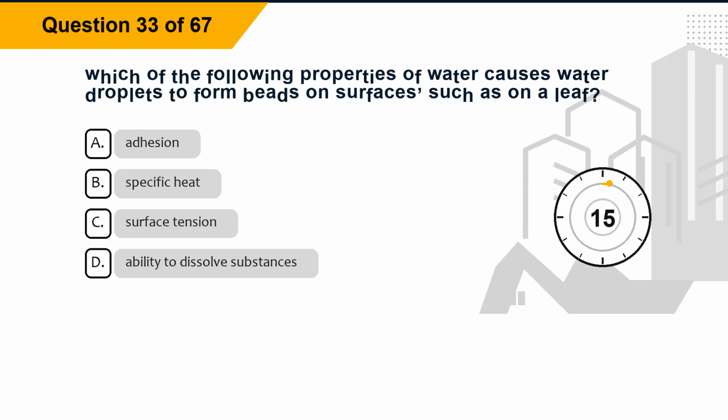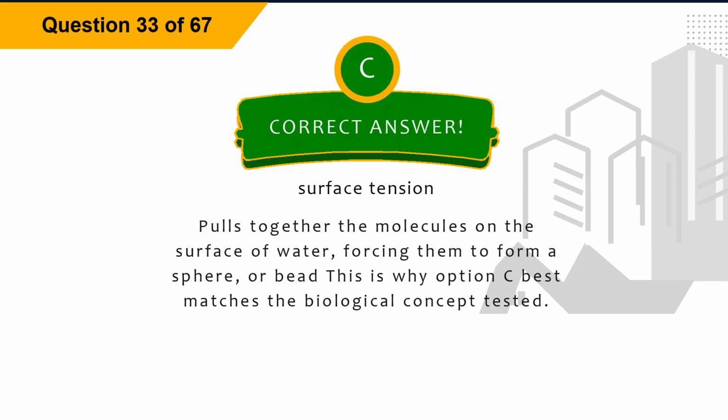Question 33. Which of the following properties of water causes water droplets to form beads on surfaces, such as on a leaf? Option A, adhesion. Option B, specific heat. Option C, surface tension. Option D, ability to dissolve substances. The correct answer is option C, surface tension. Explanation: pulls together the molecules on the surface of water, forcing them to form a sphere, or bead. This is why option C best matches the biological concept tested.